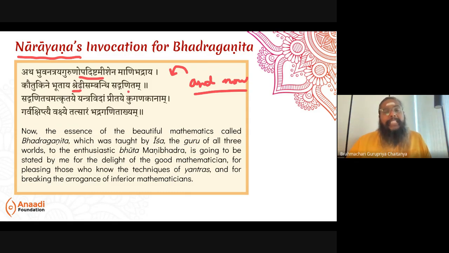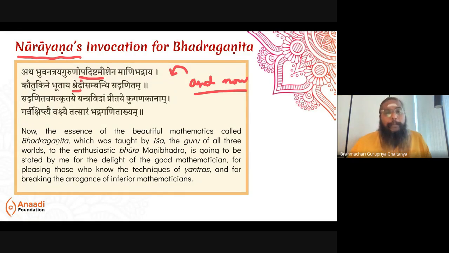The beautiful math called Bhadraganita, he is going to say, Bhadraganitakyam, is going to be supplied here. Called Bhadraganita, which was taught by Isha, the guru of all three worlds, to the enthusiastic Bhutagana Manibhadraya, is going to be stated by me. He's going to say, Tatsaram Vakshye. What is he going to say?